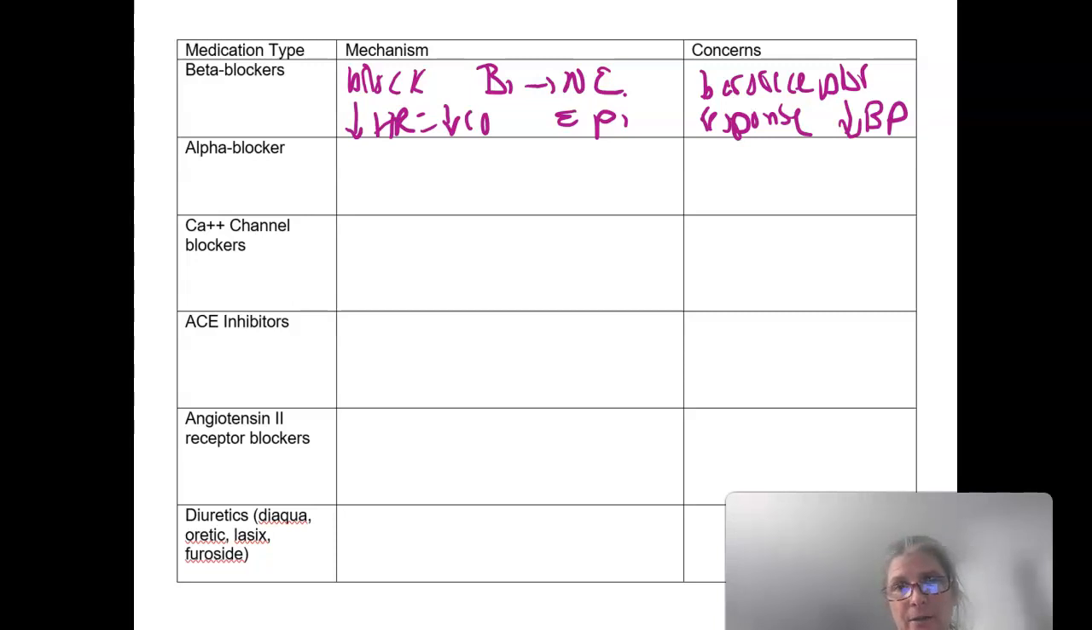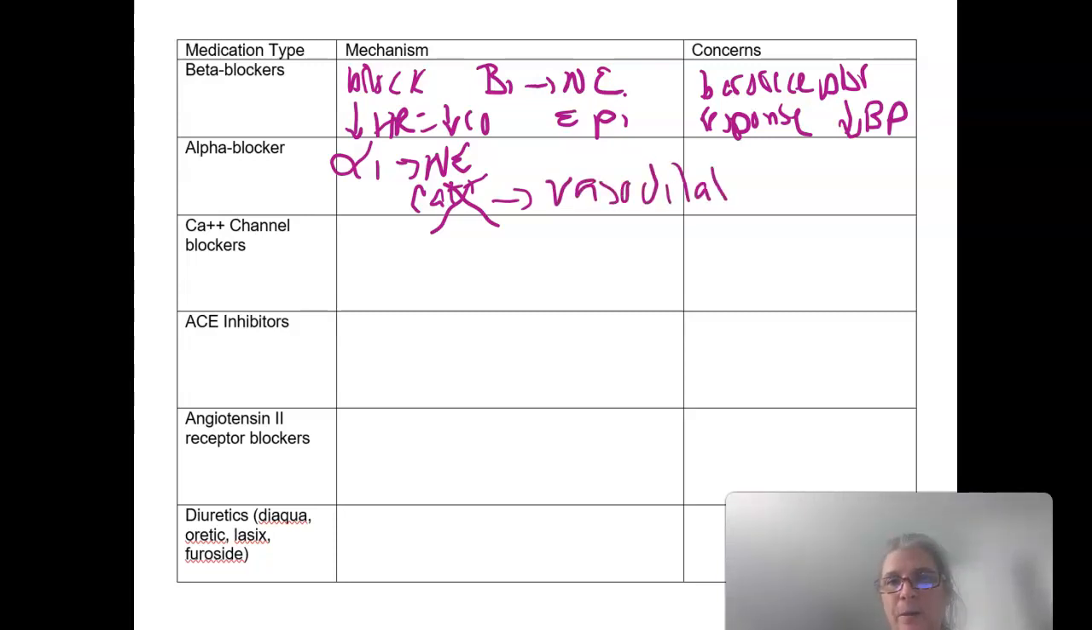Alpha blockers block the alpha-1 receptor, right? Block it from norepinephrine. Well, remember when norepinephrine binds to an alpha-1, it opens calcium channels and lets calcium in. So now you're basically not letting calcium into the arteriole. Well, calcium's necessary to constrict, so this is going to vasodilate. It's going to help lower your total peripheral resistance, right? So it's going to try to lower that to try to help lower the blood pressure. I don't know of a whole lot of concerns with that one, okay?